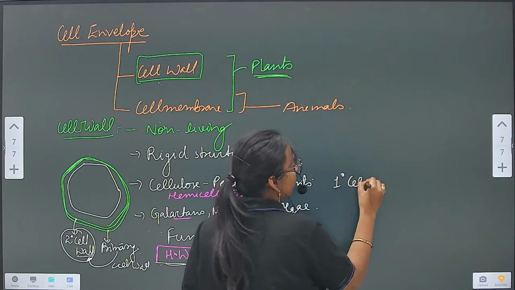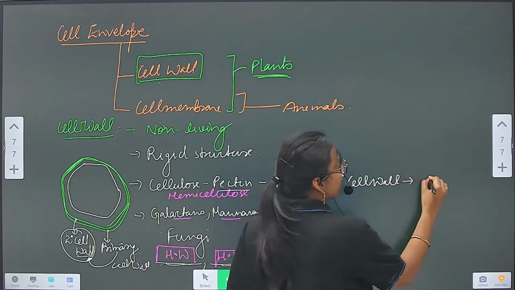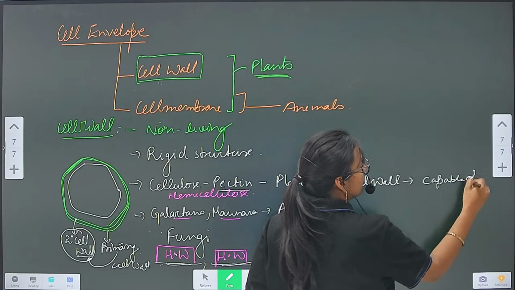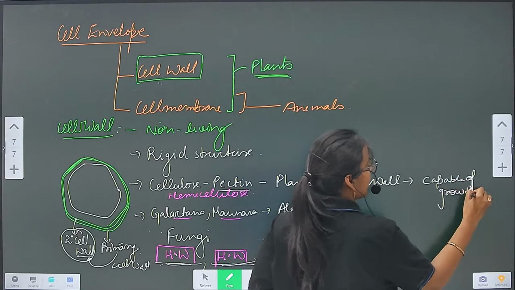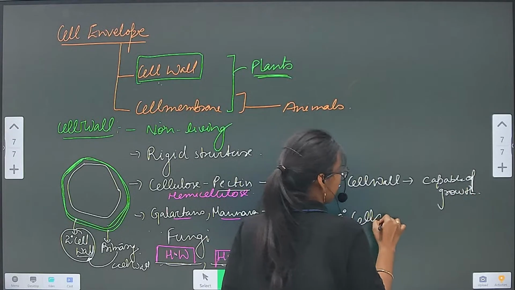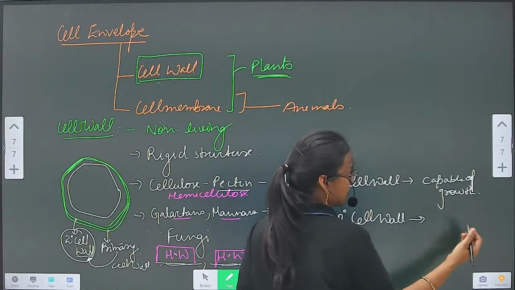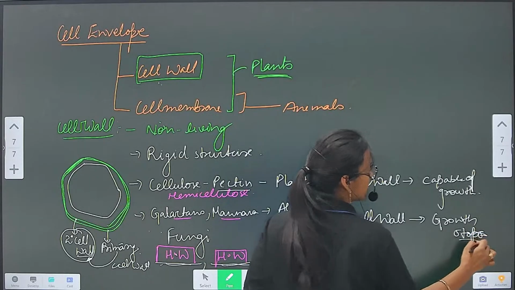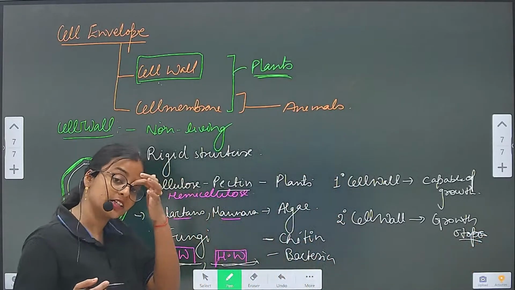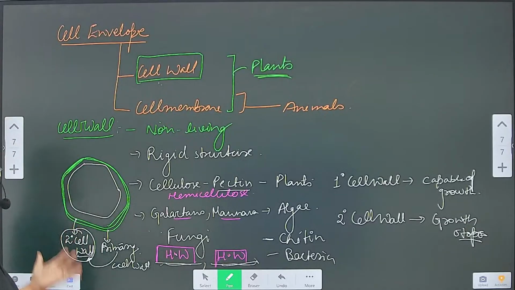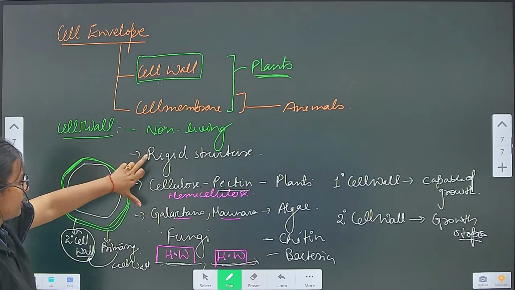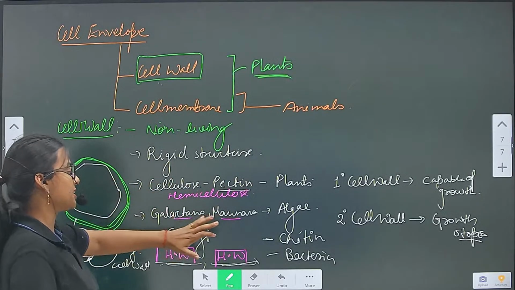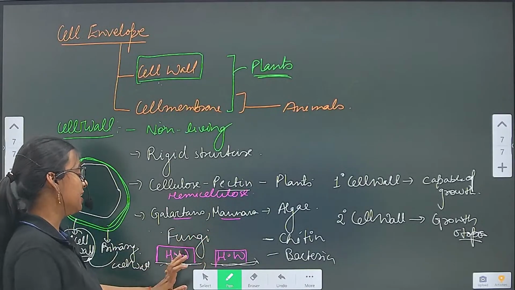Primary cell wall is capable of growth. But once the secondary cell wall is formed, the growth stops. It becomes thick, it becomes dead, and the growth stops. Okay, so that's all about the non-living nature, rigid structure: cellulose, pectin and hemicellulose in plants, galactans and mannans in algae, chitin in fungi, and bacteria we already discussed.